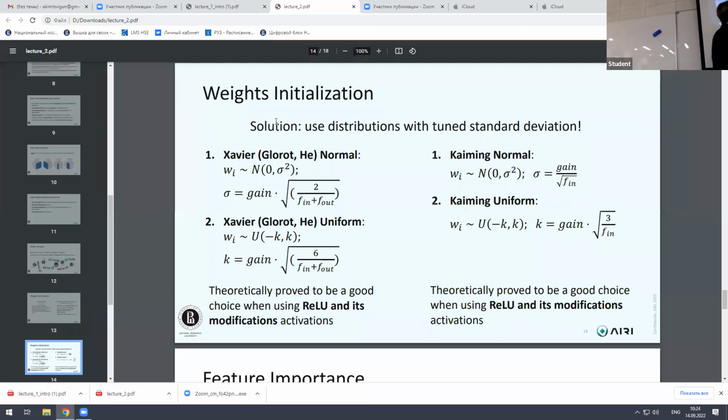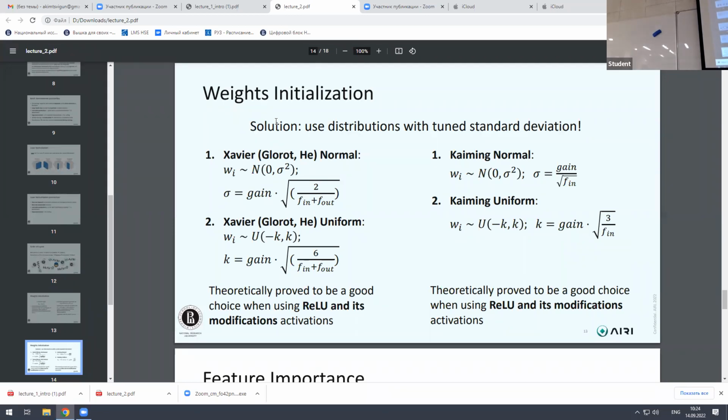Now the values. This gain, in the majority of cases, is taken equal to 1, so we can just omit it. For some special layers, like some attention layers, it may change a bit, but for now, let it be simply 1. They suggested the following idea: let's make the standard deviation dependent on the number of input features and the number of output features. We make it dependent on both of them, since, oops, I made a mistake here on the slide, I'm sorry.